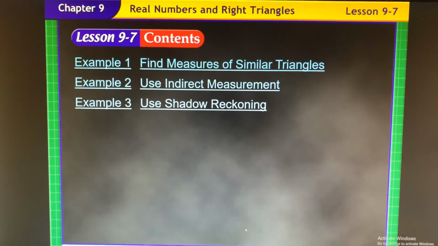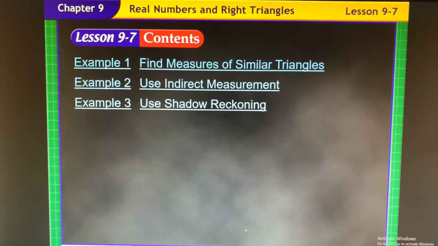Anyways, this is lesson 9.7, and it's about similar triangles. It's pretty easy. We've kind of done it before when we did ratios and proportions, so it's the same kind of process. So let's go.